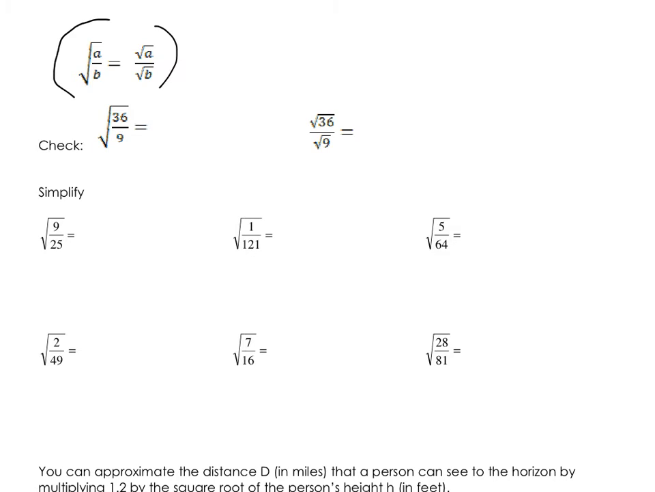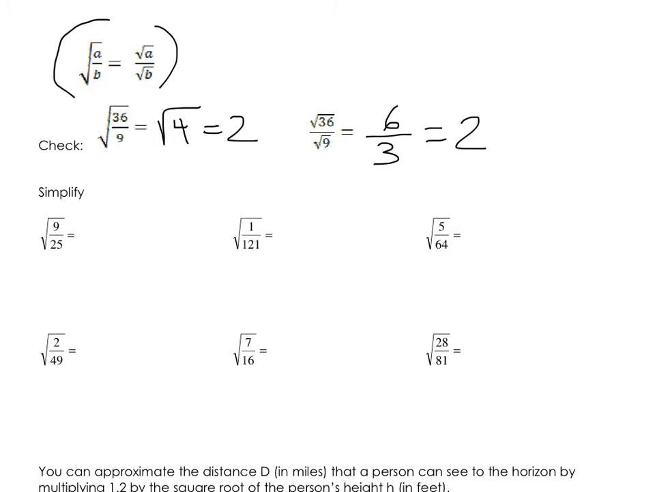How about the square root of 36 over 9? What is 36 divided by 9? That's 4. So it's the square root of 4, which is 2. What's the square root of 36? 6. Square root of 9, 3. 6 over 3, 2. So it doesn't matter whether you take the square root and then divide, or divide and then take the square root.